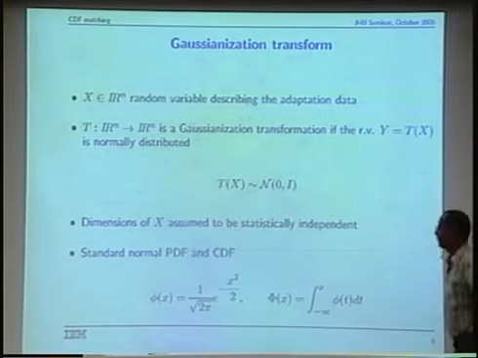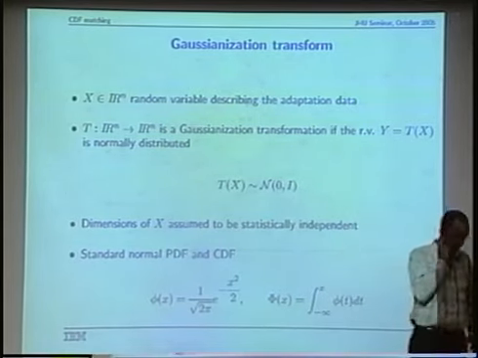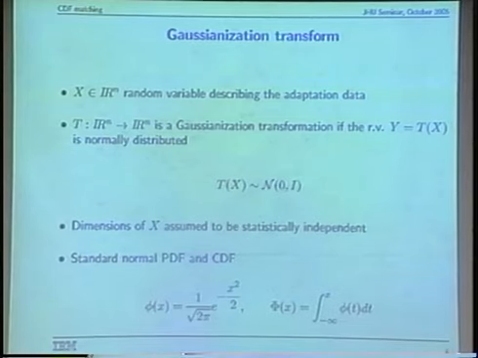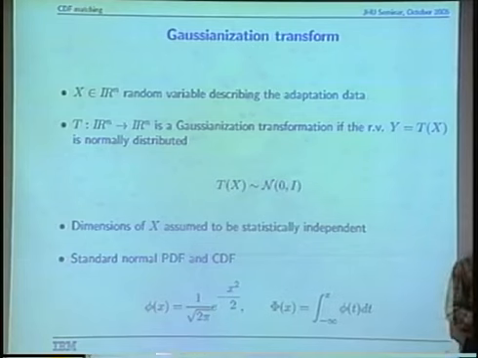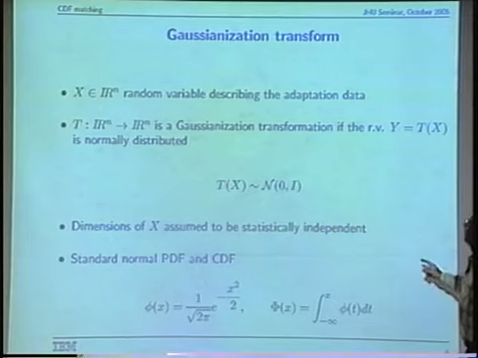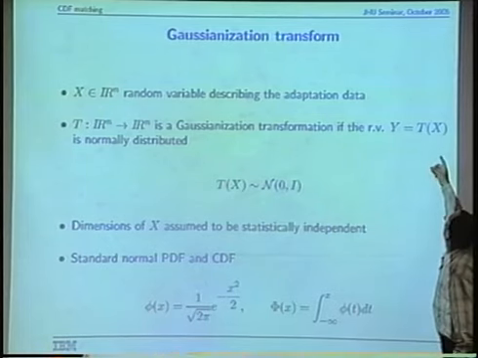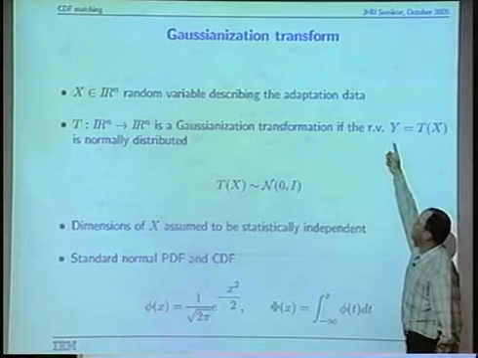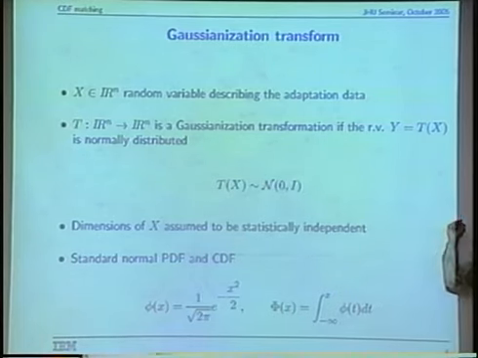Now, what if instead of mapping the CDF of the test data to the CDF of the training data, what if we map it to the CDF of a predefined distribution? And in particular, what if we pick the target CDF to be a Gaussian distribution function? So this is called a Gaussianization transform. And the idea is that if you have a random variable capital X, you want to find a transform capital T such that the random variable capital Y is normally distributed.